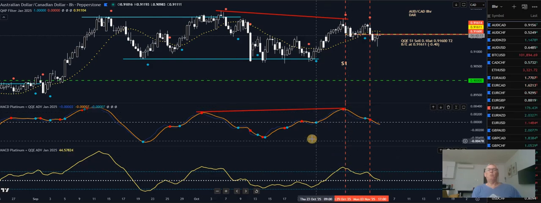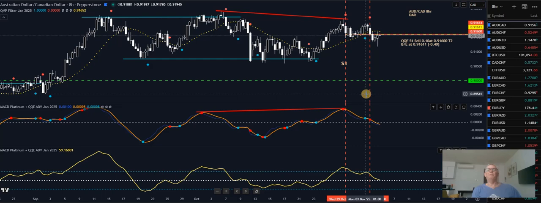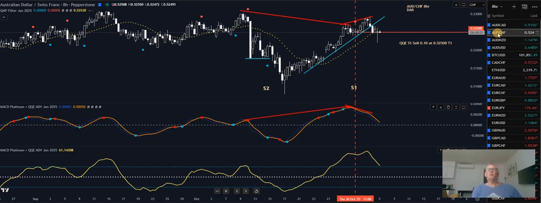Not only was it overbought, there was hidden bearish divergence there, which I love. So you can see it by the red trend lines. Swiss in a sell trade here.